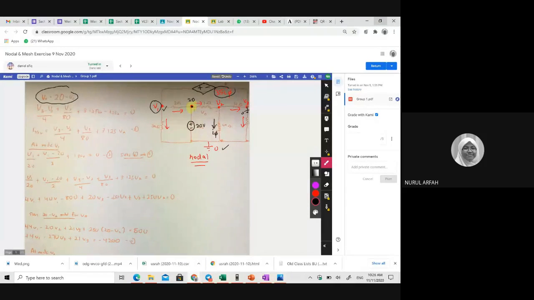Brothers and sisters, always make sure you put what you want to write. Is it a KVL? Is it a KCL? Anything. Where do you want to build this? At the supermesh? Or at V1 or V2? So you need to be clear.